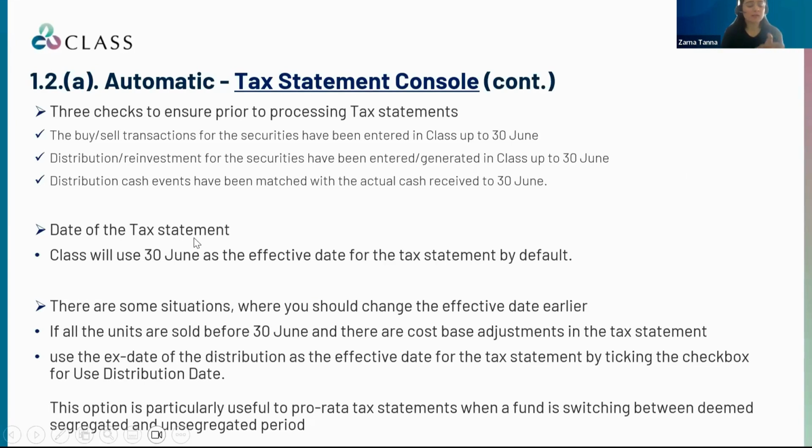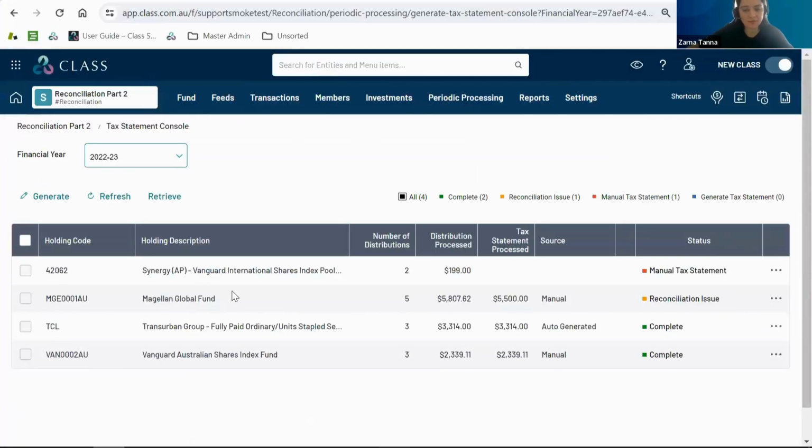So there are 3 checks to ensure that all of these 3 things are processed correctly prior to processing the tax statement via the console. First, you need to ensure that the buys and sells of the transactions of these securities are entered correctly up to 30 June. So that means your holdings in Class need to match with your investment source documents. Second, you need to ensure that all the distributions, whether this is cash or a reinvestment, have been correctly recorded up to 30 June. And then you go to the tax statement console and process these tax statements.